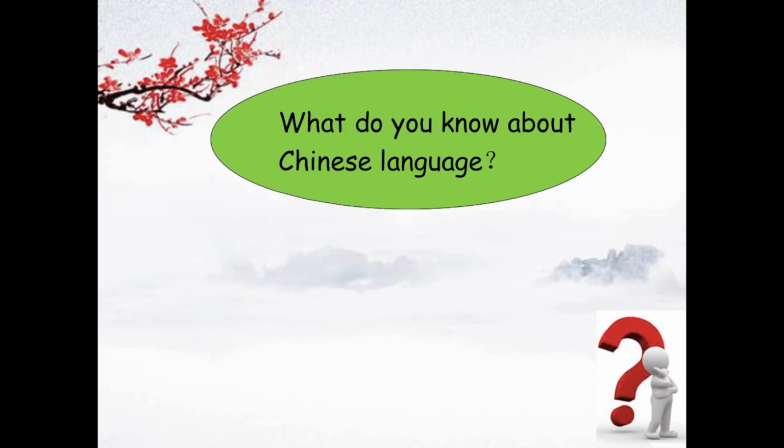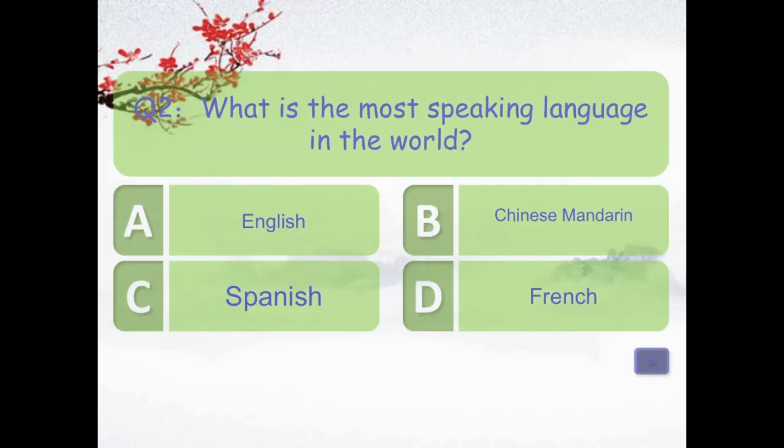It's time to talk about what do you know about Chinese language. Question 2. What's the most spoken language in the world? You have 4 options. Still, I'll give you 3 seconds to think about it. 1, 2, 3. Okay, I know some of you are thinking, okay, it must be English. Oops, how about Spanish? Okay, let's try Chinese Mandarin. Yes, so Chinese Mandarin is the most spoken language in the world.